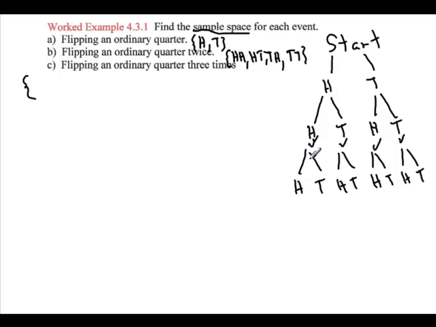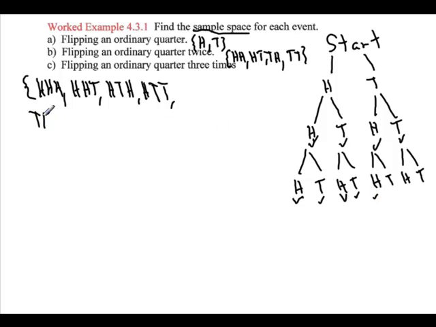My first is HHH, or triple H. My next, and I'd like to check them off as I go along, is HHT. Next is HTH. Followed by HTT. Next, it looks like I'm over here on this branch now, it's THH.